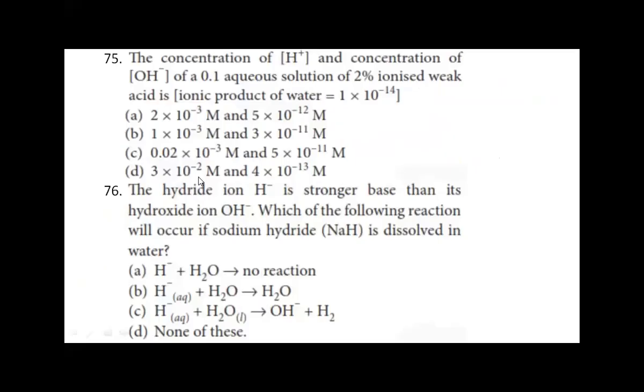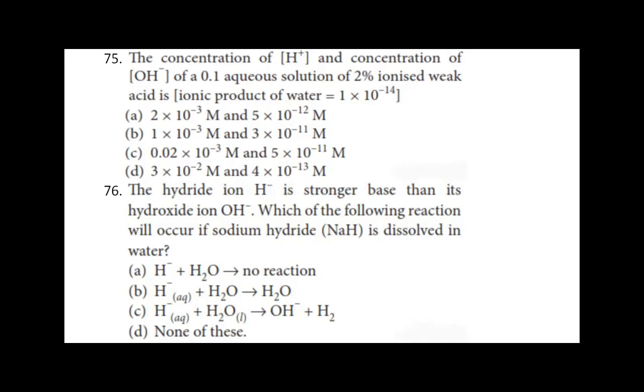So which is the correct option? H plus ion concentration and OH minus. H plus ion concentration I have got is 2 into 10 raised to minus 3. So A is there, 2 into 10 raised to minus 3. Anywhere else? No. And OH minus ion concentration is 5 into 10 raised to minus 12. So option A is the correct option. Yes, option A is the correct option.